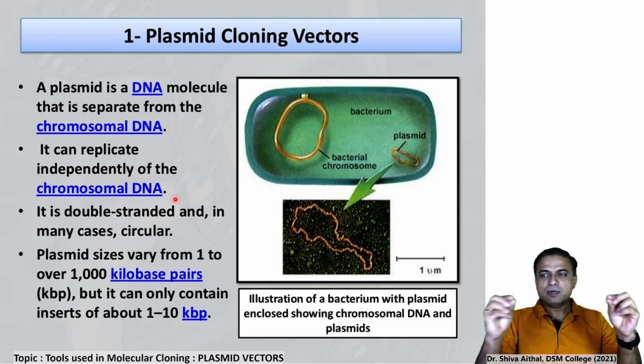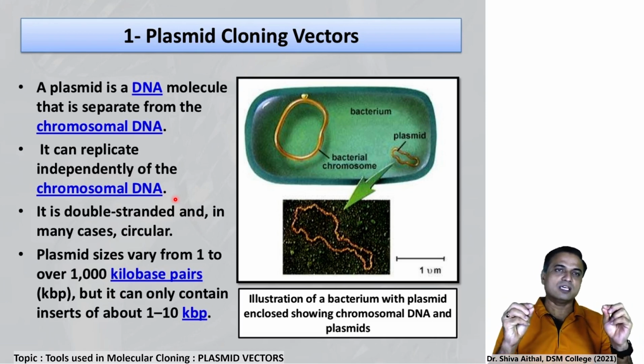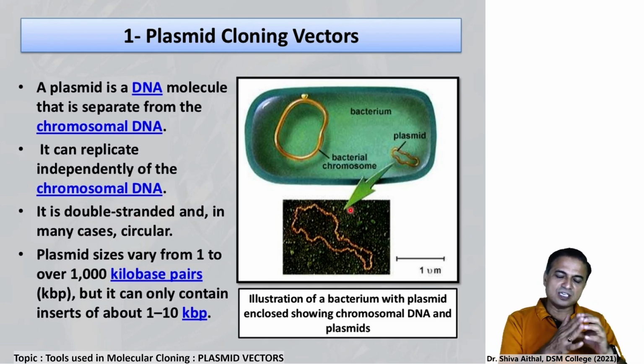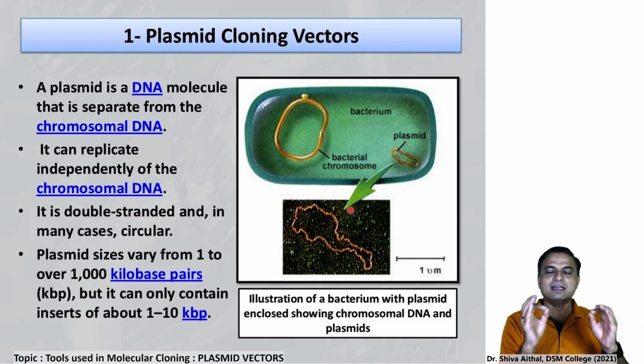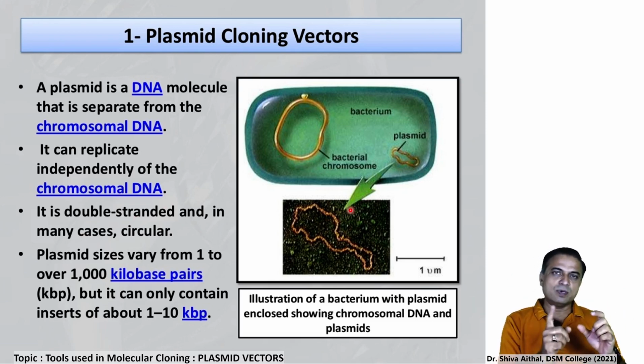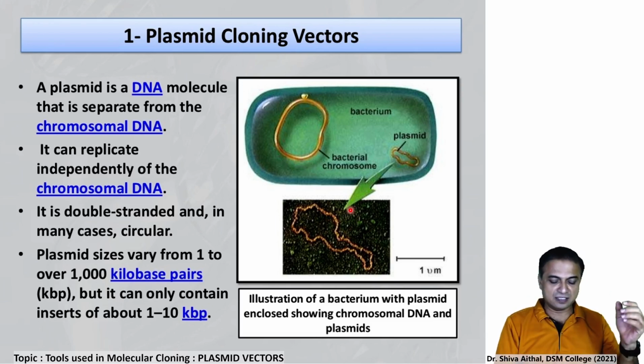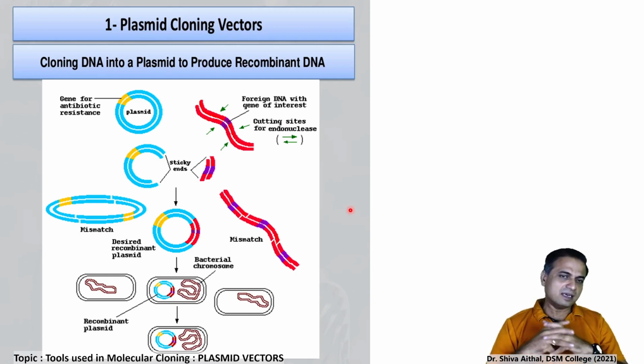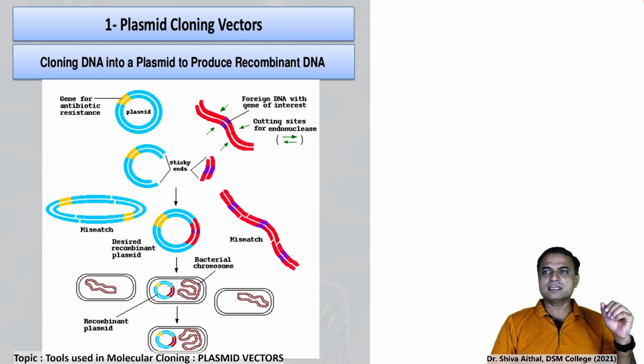A DNA fragment of 1000 nucleotides is called 1 kilobase, and plasmids can vary in size from 1 kilobase to 1000 kilobase. But the insert, that is the gene of interest which you are going to insert, is limited to 1 to 10 kilobase pairs. Only 1 to 10 kilobase pair DNA you can insert in a bacterial plasmid. That is the limitation.